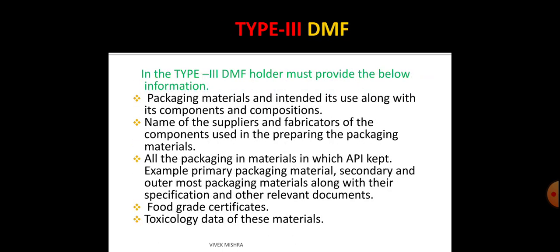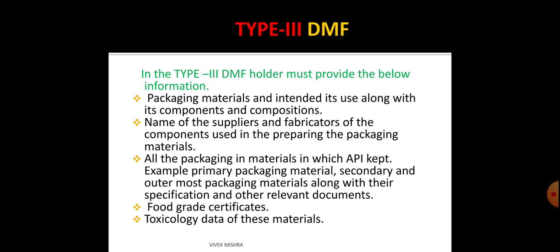So we'll discuss the third type of DMF. In type 3 DMF, the holder must provide the below information: packaging material and intended use along with its components and compositions, names of the suppliers and fabricators of components used in the preparation of packaging material, all the packaging material in which the API is kept, for example primary packaging material, secondary packaging material and outermost packaging material, along with their specific and relevant documents, food grade certificate and toxicology data of these materials.